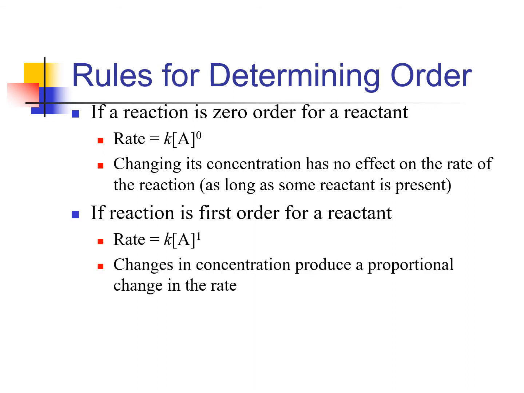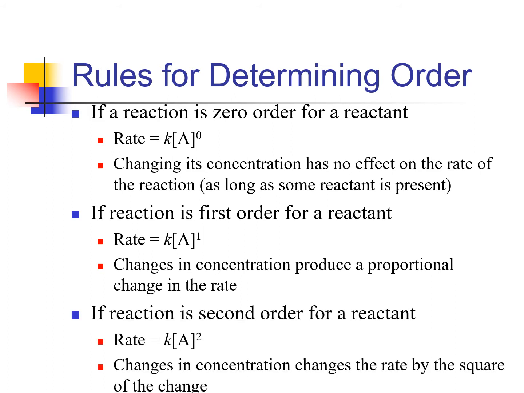If it's first order, that means the change in concentration produces a proportional change in the rate. So if I tripled the concentration of A, I'd see a tripling of the rate. If I halved the concentration of A, I'd see half the rate. And if it's second order, it means the rate changes by the square of the change. So if I tripled the concentration of A, that's a 3 times multiplier. 3 squared is 9. I should see 9 times the rate.